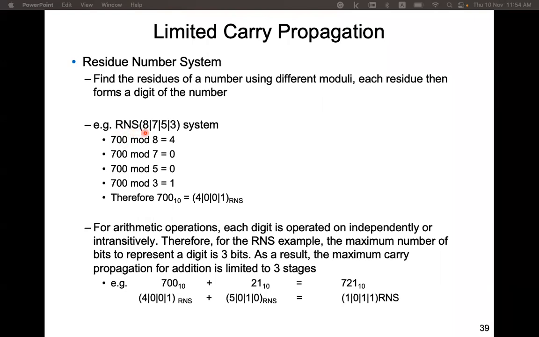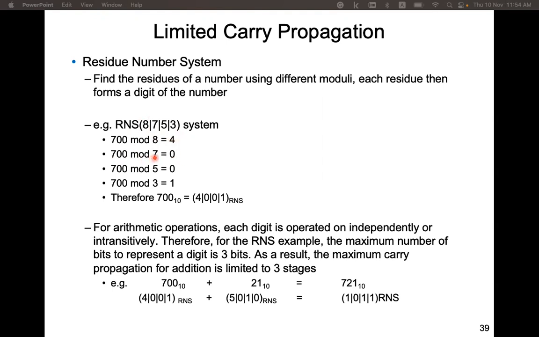Now in this residue number system, I choose the bases 8, 7, 5, and 3. Which means I use 4 digits to represent this number. The digit corresponding to base 8 is obtained by dividing the number you want to represent by 8 and using the remainder for this digit. So 700 divided by 8, the remainder is 4. So 4.